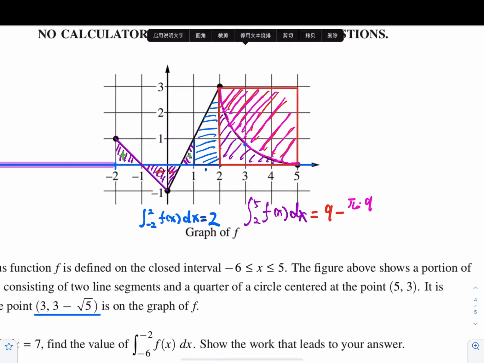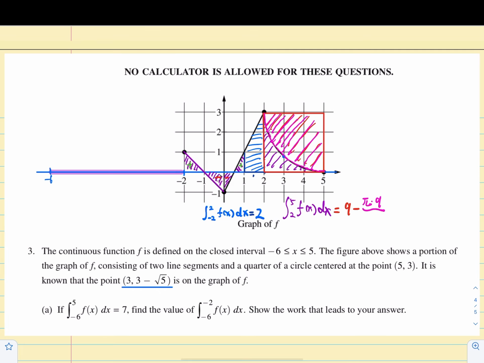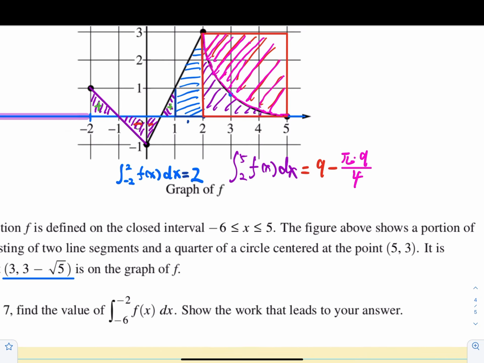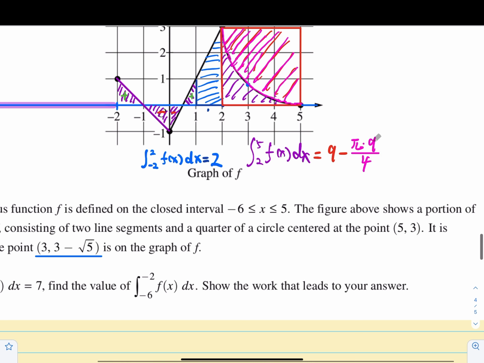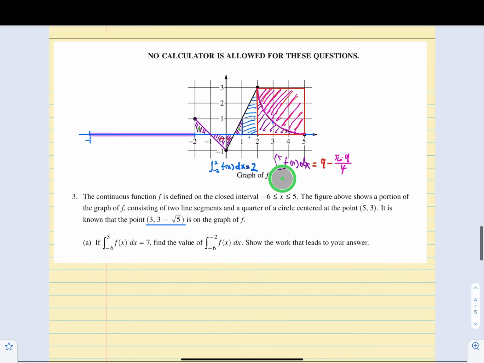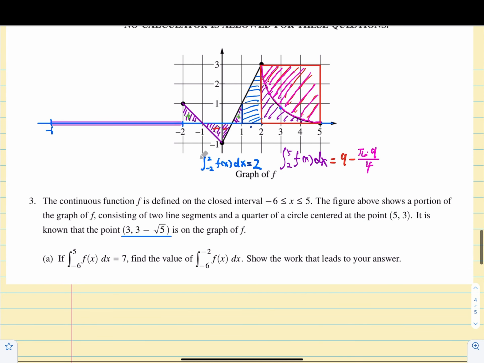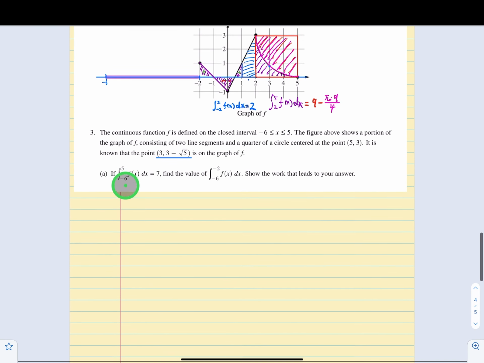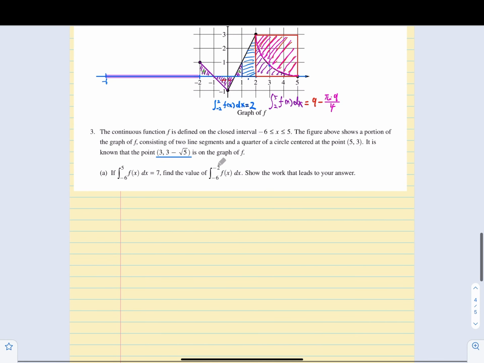Yeah, so it's divided by 4. And this part will equal to 9 minus 9 over 4 multiplied with pi. So this is a whole area. This area and this area from negative 6 to negative 2, and we know the whole area from negative 6 to 5 is 7. So we want to find negative 2 to negative 2. So this will be part of this negative 2 and negative 6 to negative 2 will be this part. So we will add these 3 parts together to get this 7.